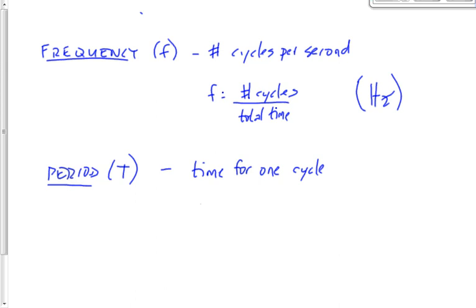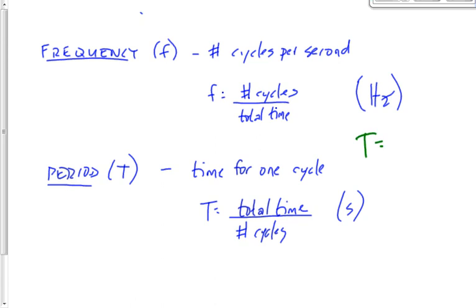Now, the equation for that is going to be the exact opposite to that of frequency. Instead of being cycles over time, it's going to be the total time divided by the number of cycles. Units? Usually we just go with seconds, although you could also say seconds per cycle or seconds per revolution. These two equations don't appear on our data sheet, but there is an equation that relates the two together that does appear on our data sheet. What is that one? T is equal to what? Yeah, T is equal to 1 over the frequency. That one does appear on our data sheet.